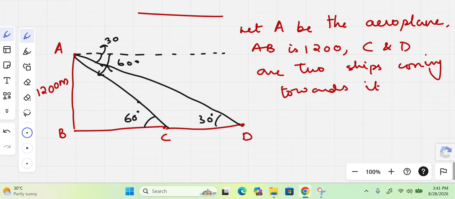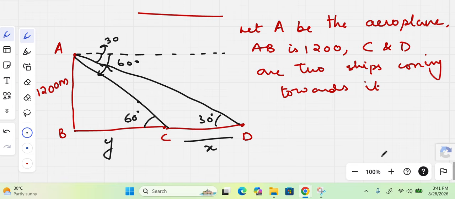Now what? Find the distance between the two ships. You have to find CD. This is what you have to find. Okay. Did you do it? In most of the places, tan only is getting used now.